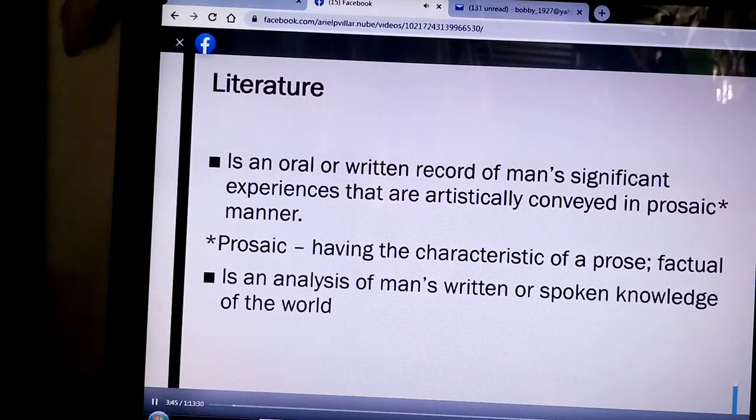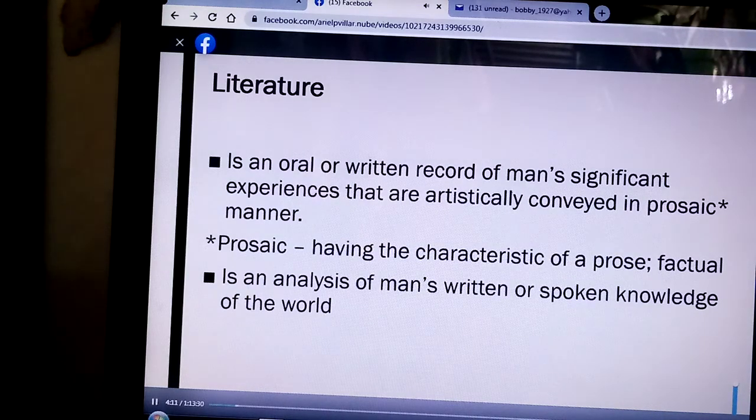So, what is literature? When we say, ma'am and sir, literature, this is not actually literature with regard to subjects like the works of Shakespeare, the works of Milton, McQueen, etc. The definition of literature in methods of research is a technical one. Okay, it is an oral or written record of man's significant experiences that are artistically conveyed in a prosaic manner.